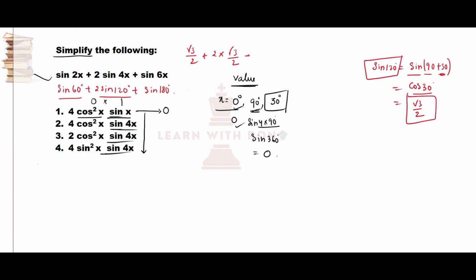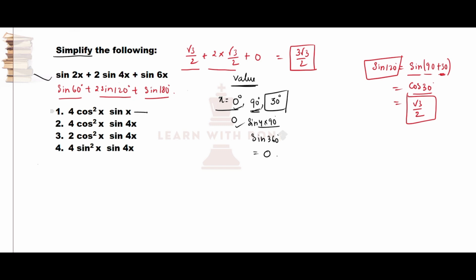Plus again sin n pi, and sin 180 degrees is 0. So 2 times root 3 by 2 plus 1 time root 3 by 2, so we got 3 root 3 by 2 as the value of the expression. Now let us check the options. Which option are we getting as 3 root 3 by 2?